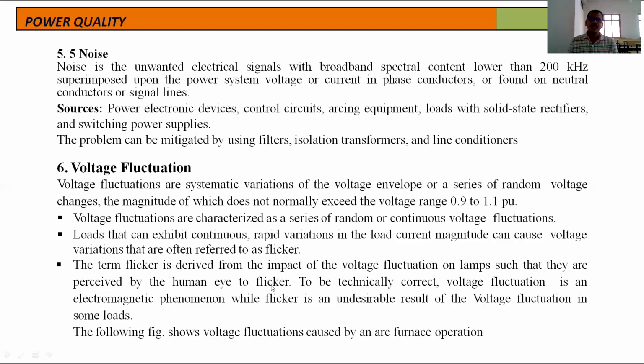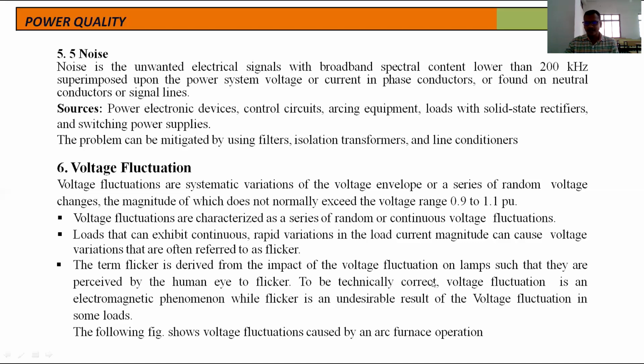Sometimes you can see, when there are voltage fluctuations in our house also, the bulb will start flickering: dim, bright, dim, bright, dim, bright. This effect or this phenomenon is known as flickering. This is caused by voltage fluctuations. When voltage changes, automatically the glow also will change. That's why it is termed as flicker.